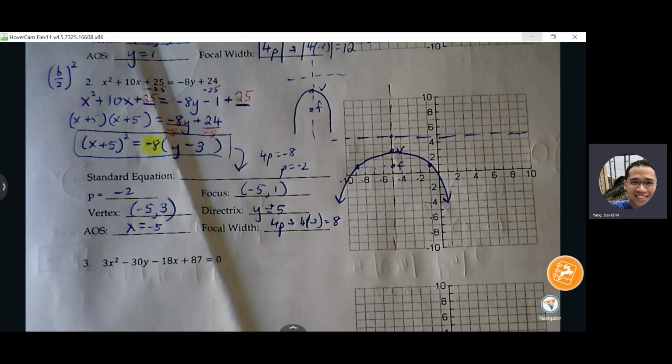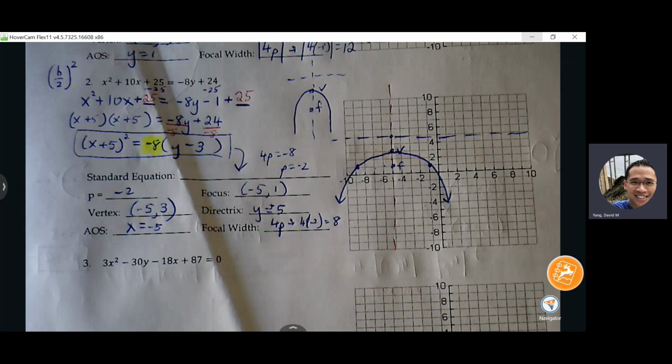Okay, number 3. What variable is squared? X. So we know we got the x on the left. Now, what's different about this equation that we haven't seen before? Yeah, that x squared has a what in front?